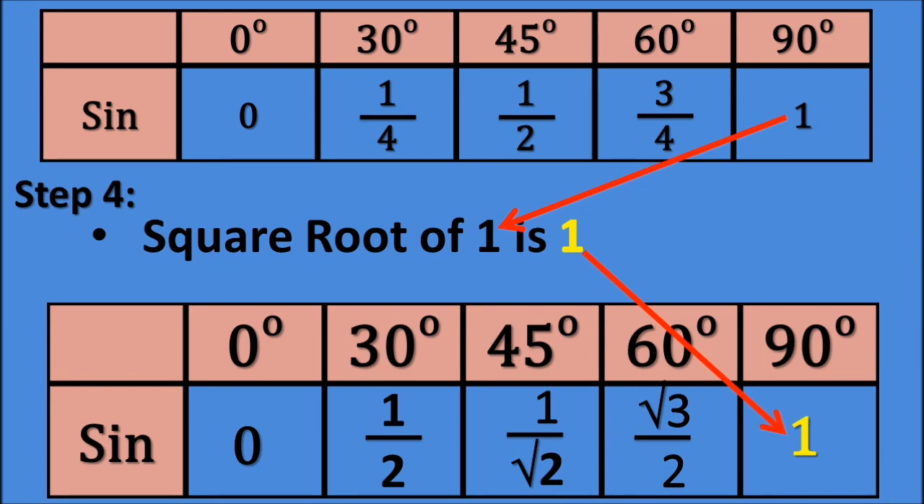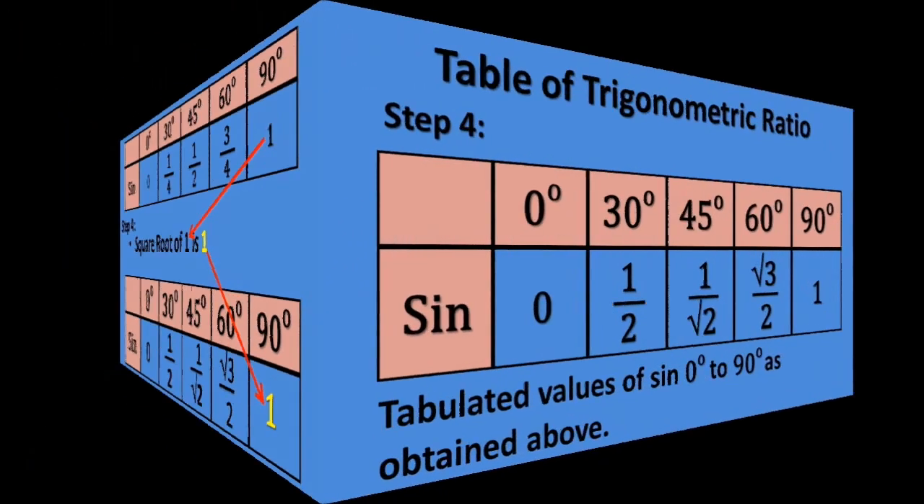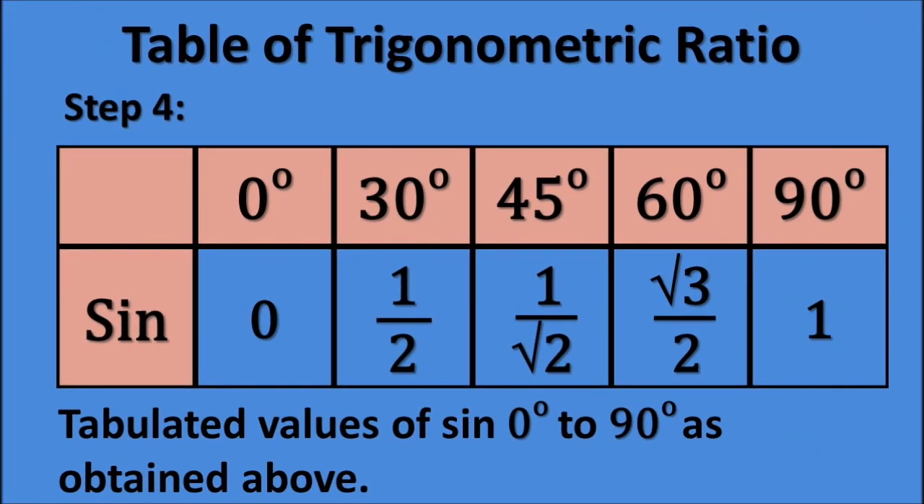Now we have got the values of sine 0 degree which is 0, sine 30 degree which is 1 by 2, sine 45 degree which is 1 by root 2, sine 60 degree which is root 3 by 2 and sine 90 degree which is 1. So this is how we calculate the trigonometrical ratios of sine for various angles.